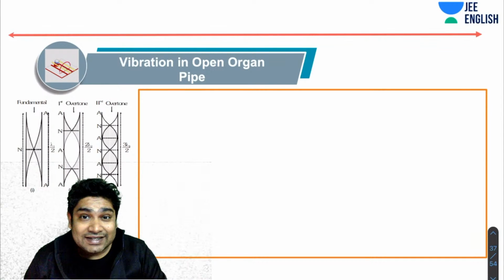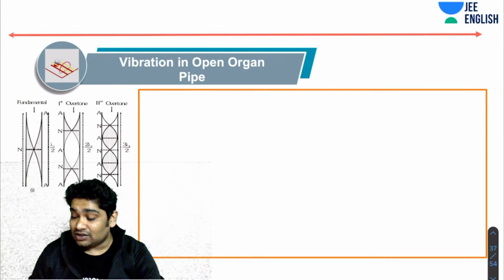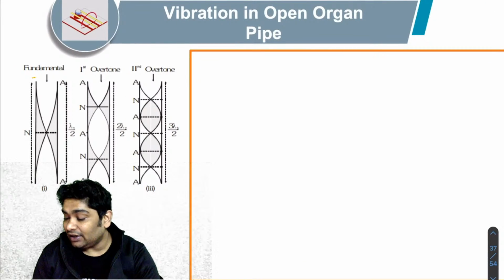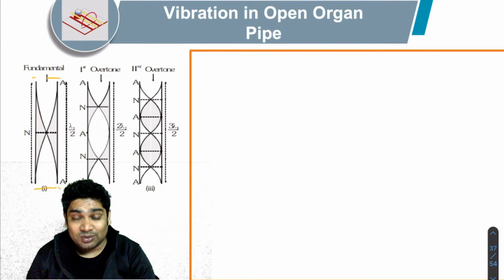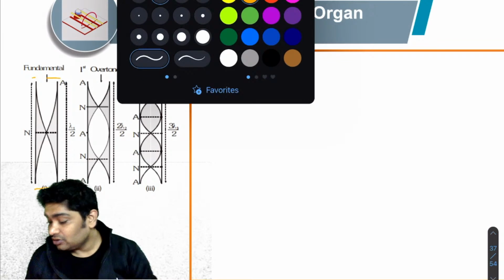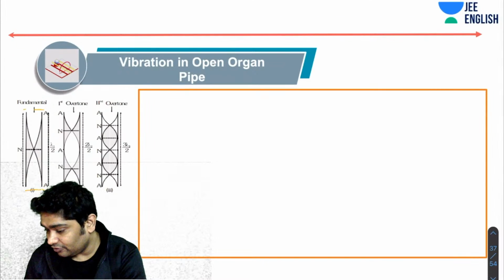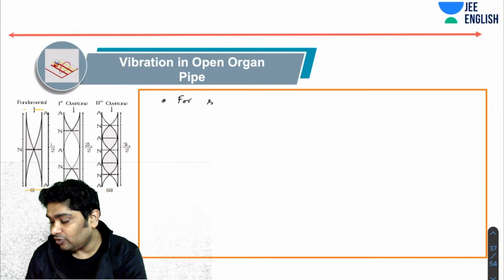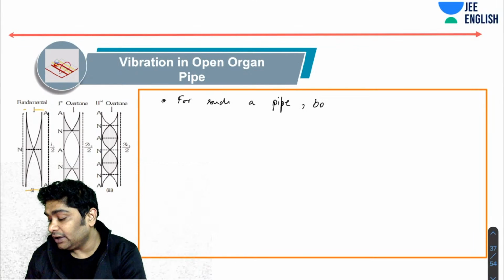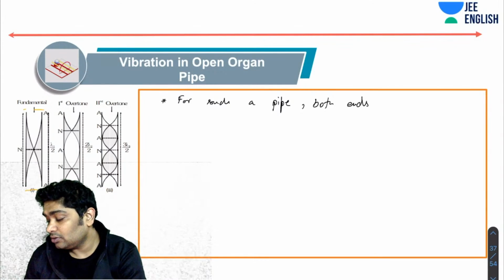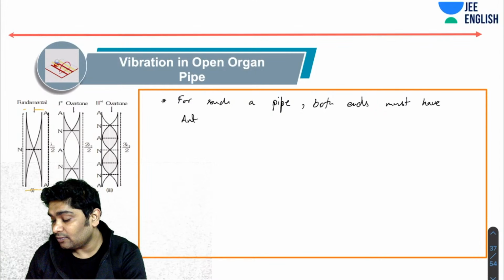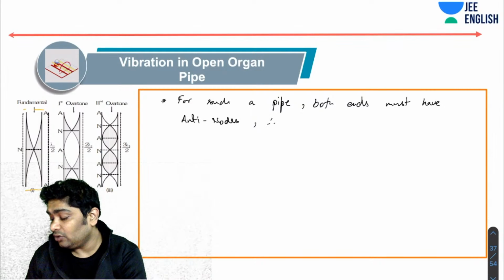Next, we'll talk about vibrations in an open pipe. Now, an open pipe is open at both ends. So, obviously, here you will have an antinode, here you will have an antinode. So, the possible modes of vibrations are as follows. I can say for such a pipe, both ends must have antinodes. Therefore, the possible modes of vibrations are as shown.